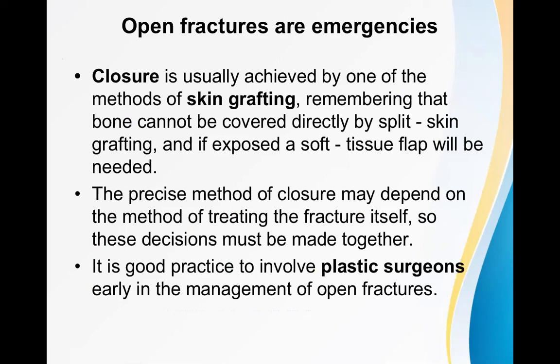Now, let's talk about something more regarding open fractures. Closure is usually achieved by one of the methods of skin graft. That skin graft should be in combination with a tissue flap, because the bone, the fracture site, should receive a good blood supply. And sometimes because of a severe injury, the blood supply was already lost. So only doing split skin grafting may not be enough. We need to go for a tissue flap type of graft. So this is an important point.